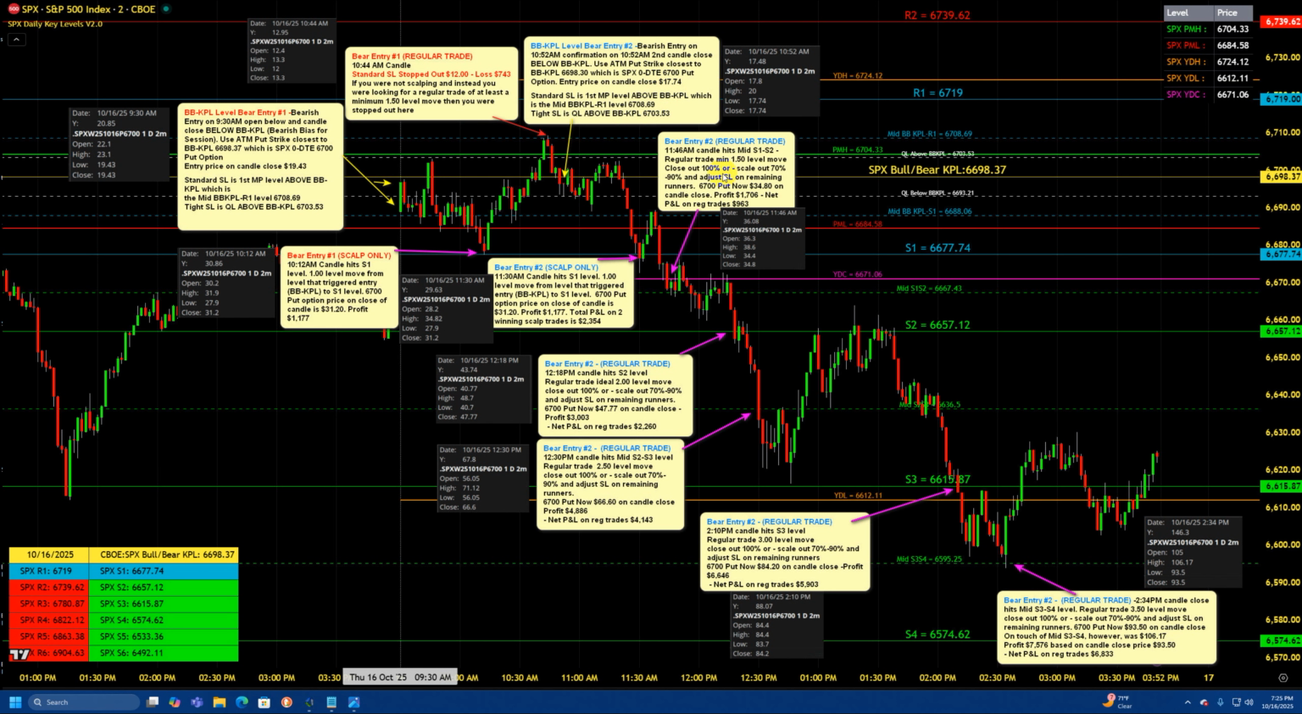Now here, this is the same level that we used over here in the opening trade. It's a bull bear KPL, so this is a bearish trade. Again, we're using a put. We're using the 6,700 put, which is our standard at the money option, except this time we're paying less for it. The entry price on the candle close is $17.74, whereas over here we paid $19.43.